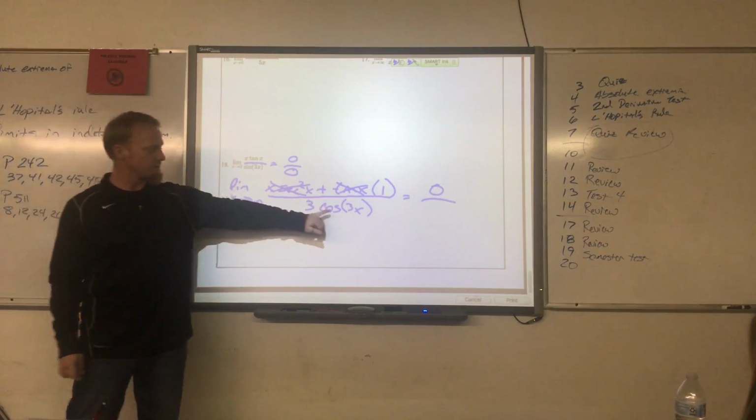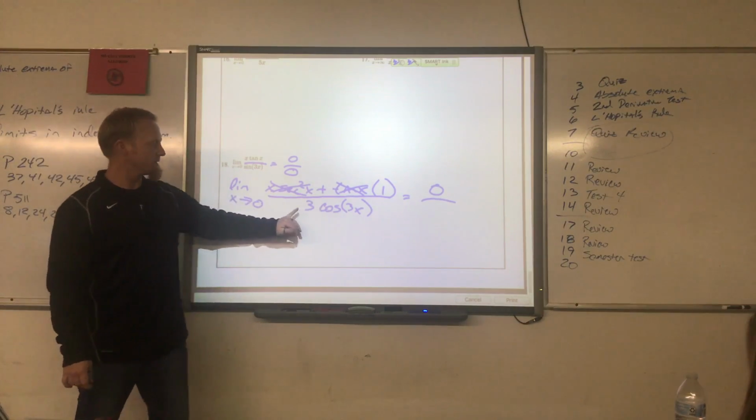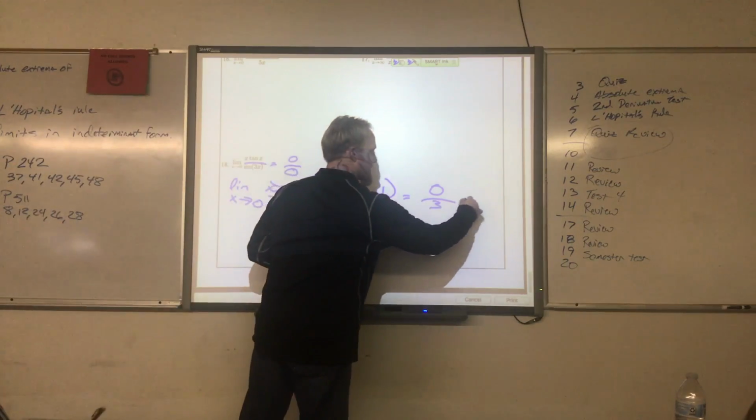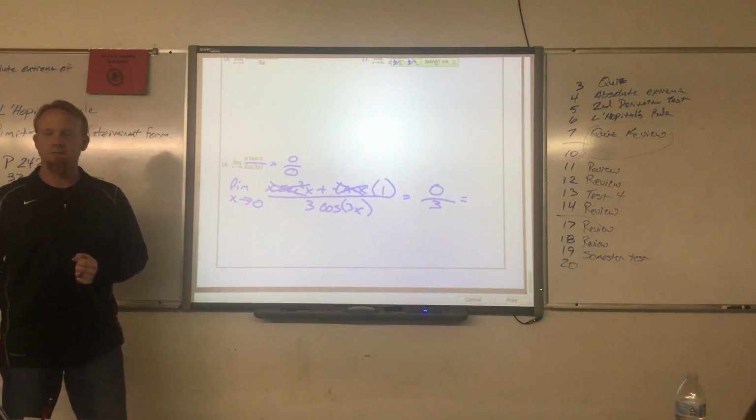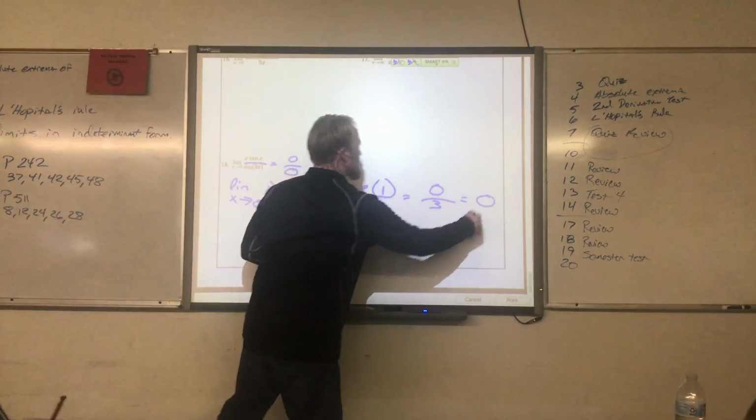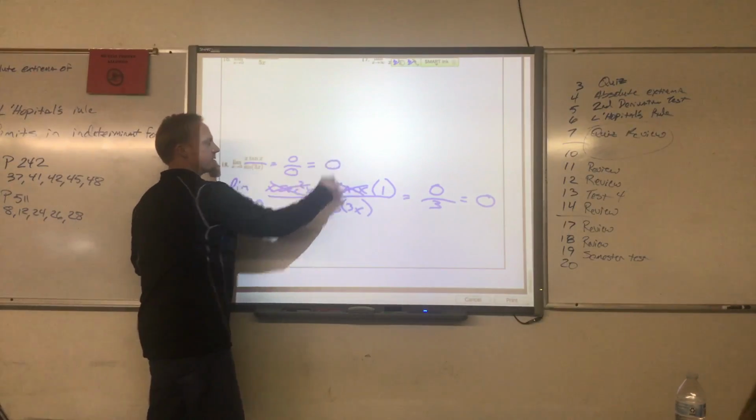But in the bottom, what's cosine of 0? 1, and 1 times 3 is 3. What is 0 over a number? 0. So that means the limit of this original function is 0.